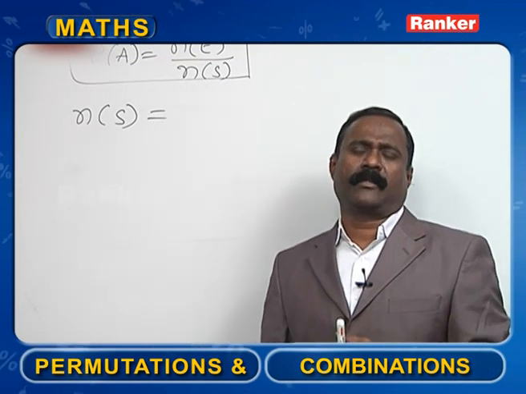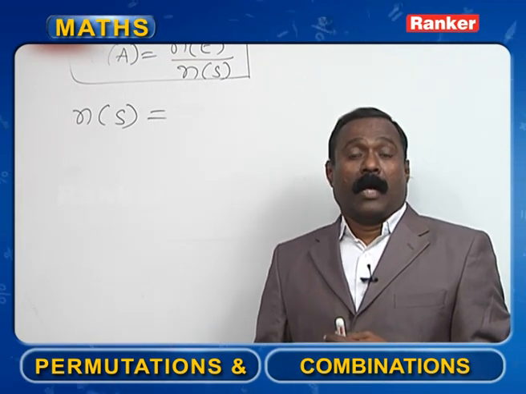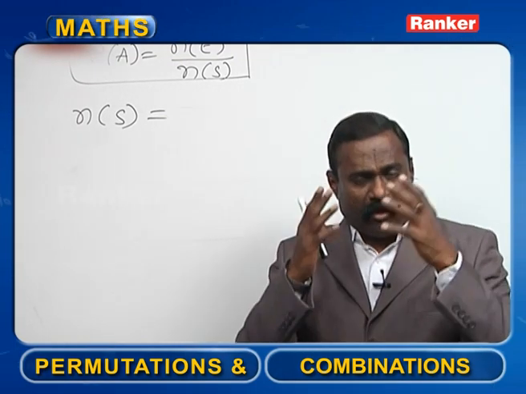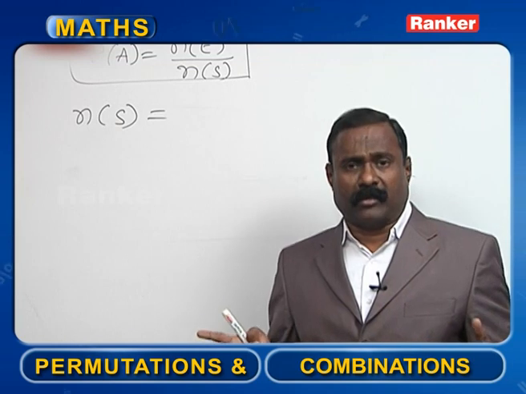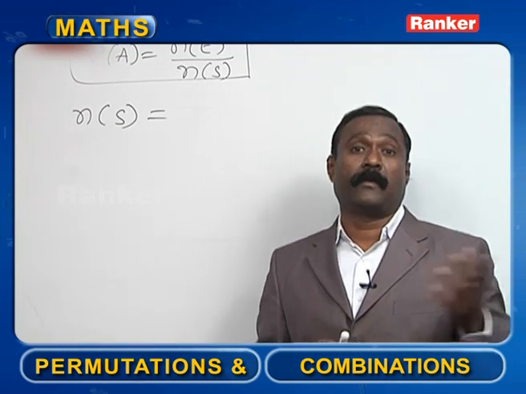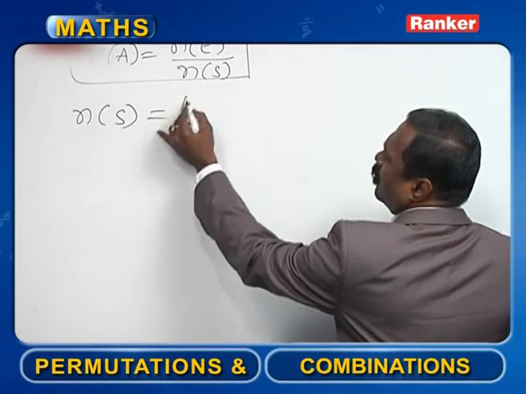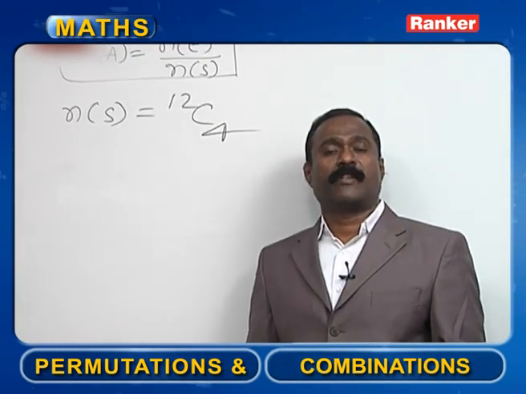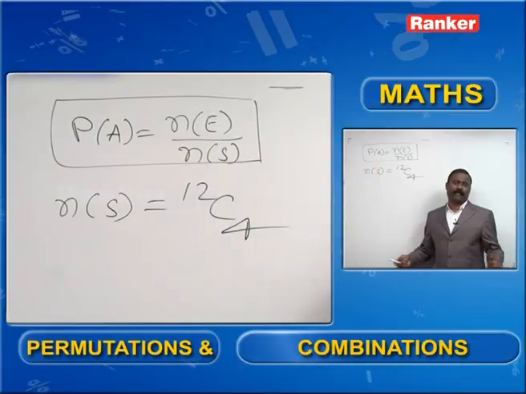Choosing is nothing but... I want to tell you, the choosing or the selection is nothing but a combination. Arrangement is nothing but a permutation. So, 12 people are there. From 12 people, 4 are taken. It is 12C4. The total number of outcomes will be 12C4.